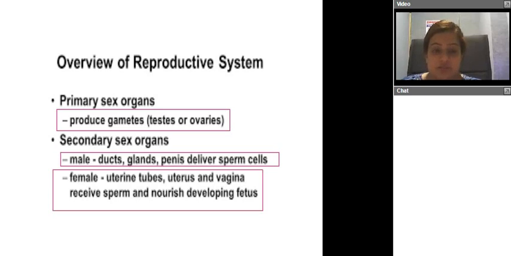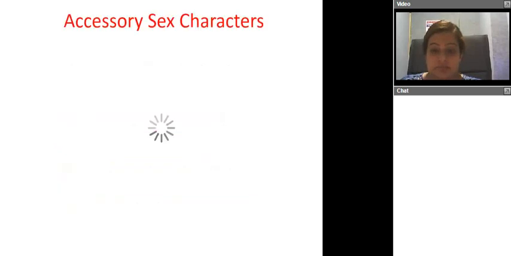What is the function of female secondary sex organs? Receive sperms and nourish the developing fetus, and the males deliver the sperm cells. Clear?